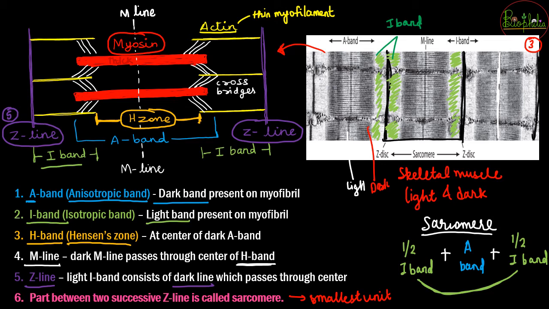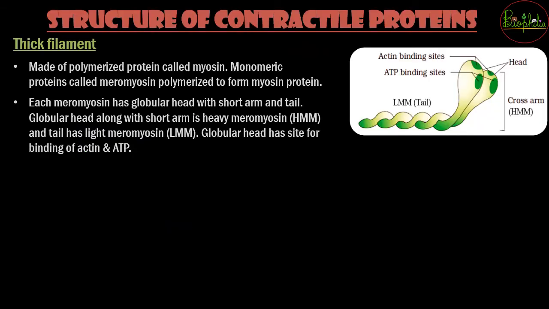You are also going to see one more structure labeled over here, that is the cross bridges. So what are these cross bridges? You will understand in a few moments. But for now, just remember the arrangement of the cross bridges, so that it will help you correlate once you get the term again in this video. So moving ahead to understand in detail about the contractile proteins.